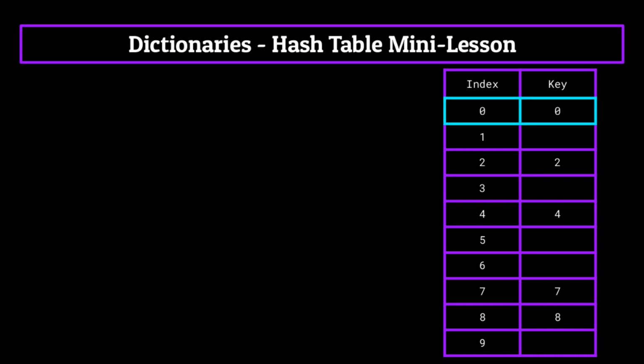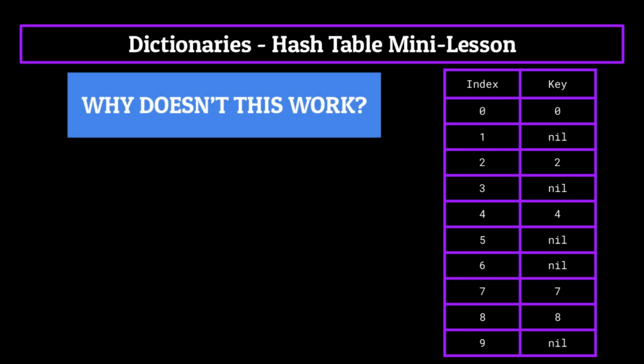So the 0th cell would contain a key with the integer 0, which leads to a value. The 4th cell would contain a key with the integer 4, which leads to another value, and so on. Any cell which we don't have a key for is empty, or what computer scientists refer to as nil. Why does this not work?